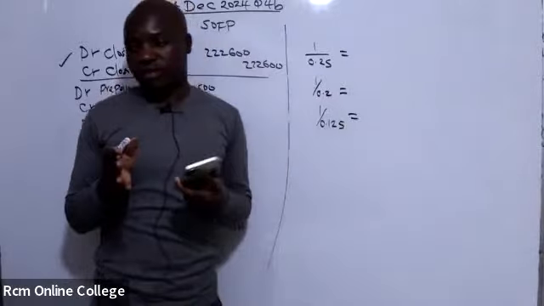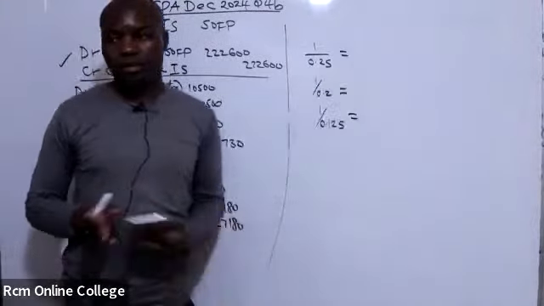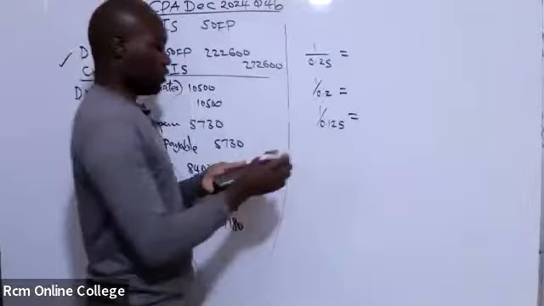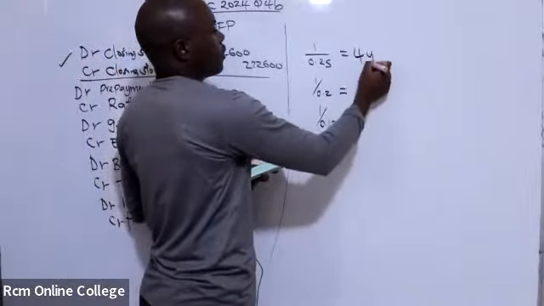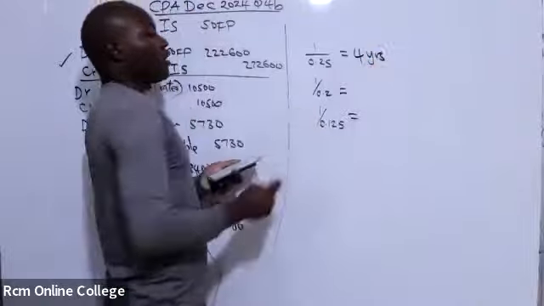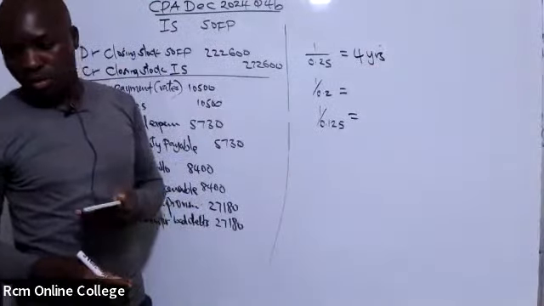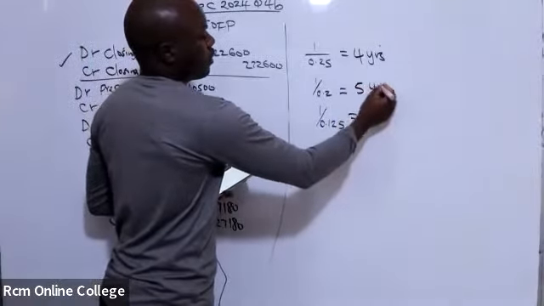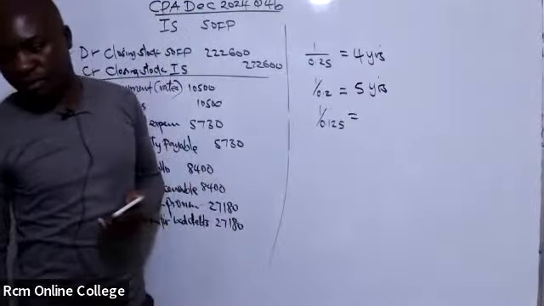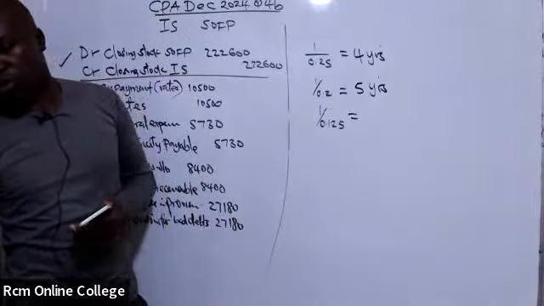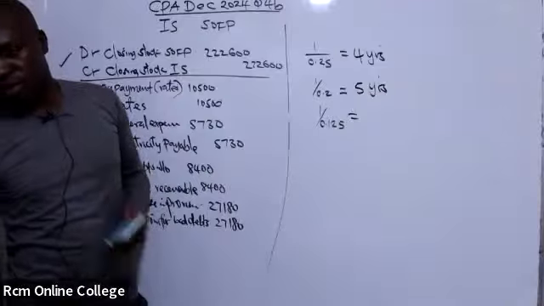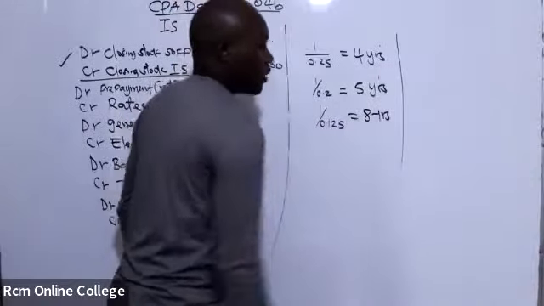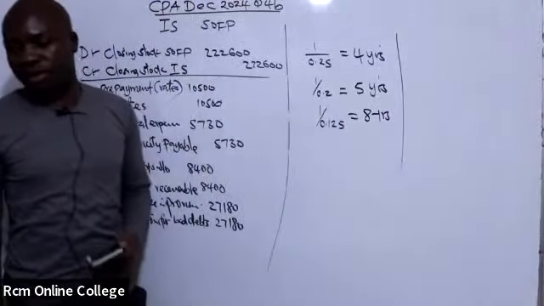Just go to your calculator and put 1 over 0.25. What are you getting? So this will be 4 years. That is the secret. 1 over 0.2, 5 years. 1 over 0.125, 8 years. Yes, that is option 1. So don't struggle with these things. It is just as simple as such.